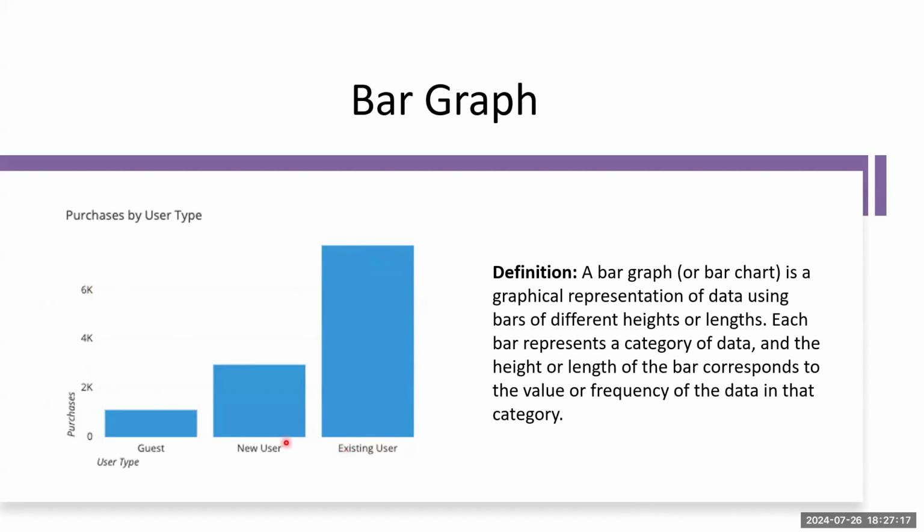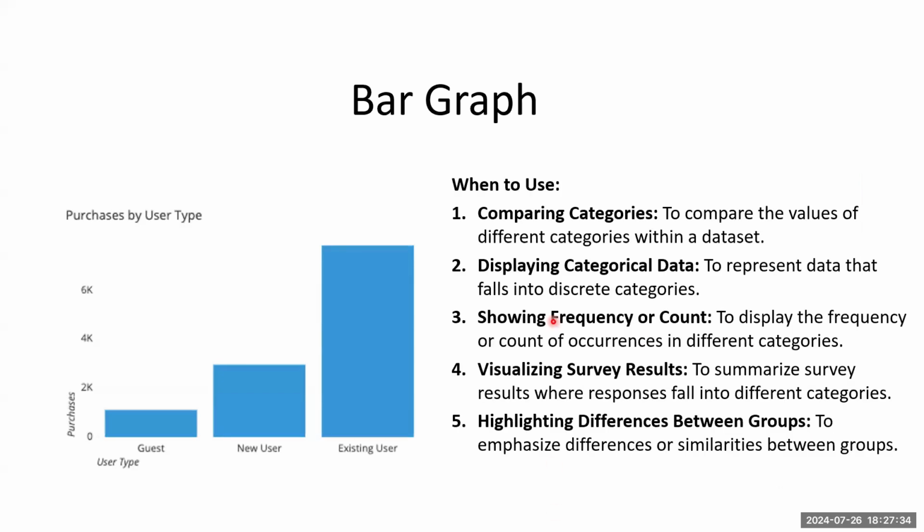The important thing is that the y-axis normally represents values of frequency, and the x-axis normally represents category of data. So when can we use this? When comparing categories, to compare the values of different categories within a data set. These are different categories within a data set: existing user, new user, guest. Displaying categorical data.